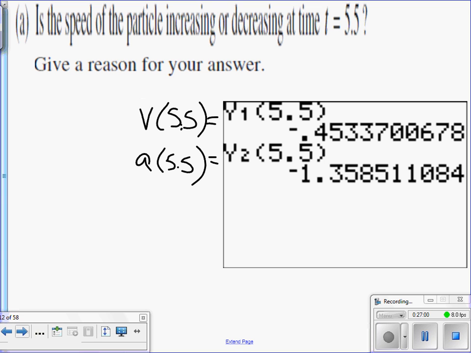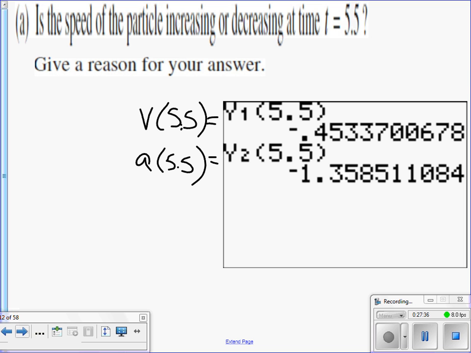In A, they ask you if the particle's speed is increasing or decreasing at t equals 5.5. You don't have to go back and type in the equations and plug in 5.5. If you've entered them in y1 and y2, you just write on your home screen, y1 of 5.5, that's negative something. y2 of 5.5, that's also negative. So if the velocity and the acceleration are both negative, is it speeding up or slowing down? Speeding up, same sign, yep.